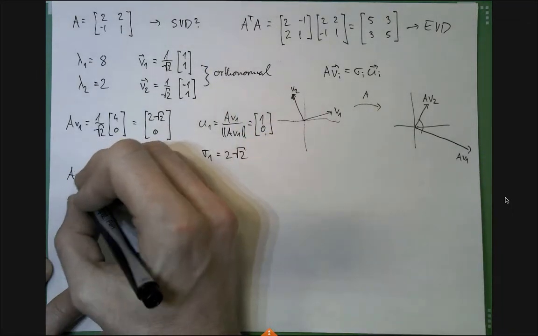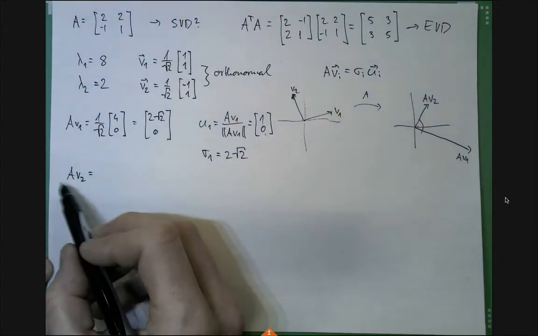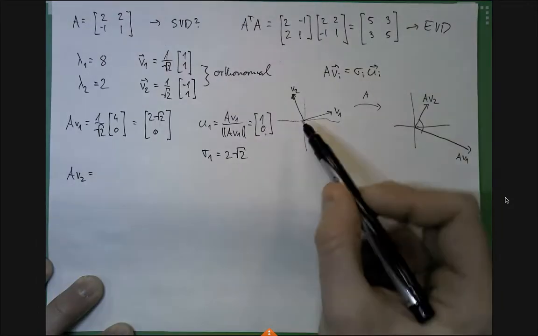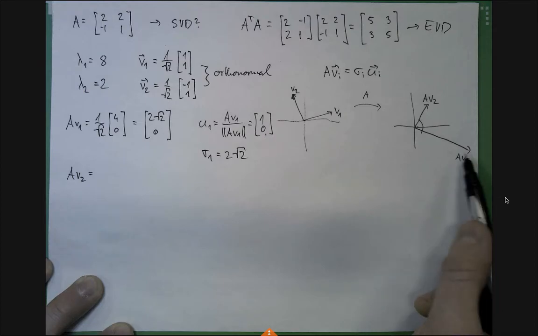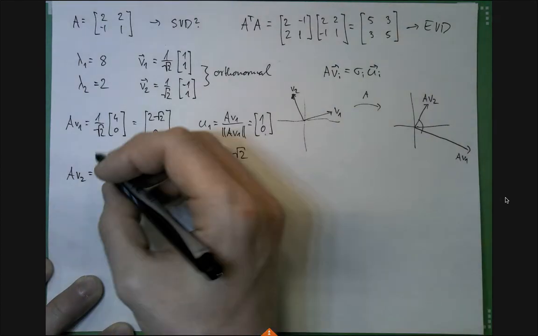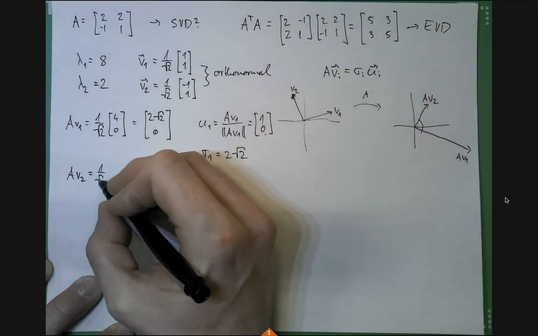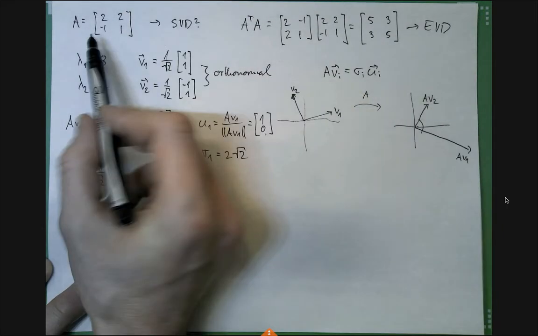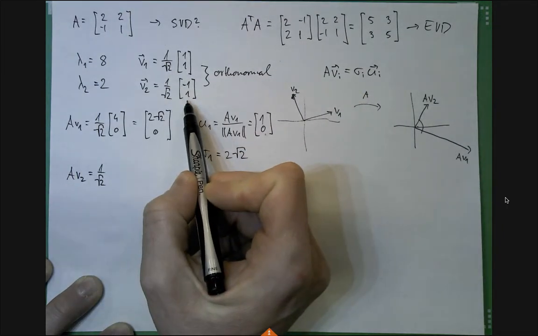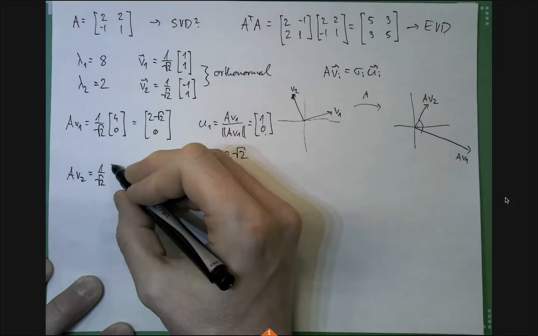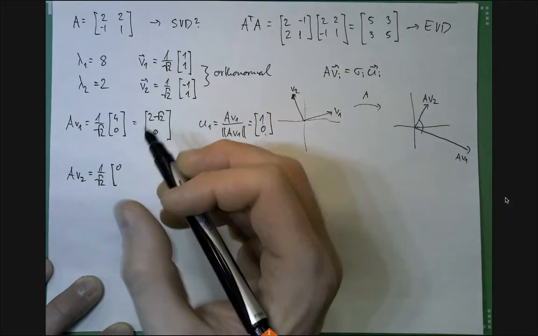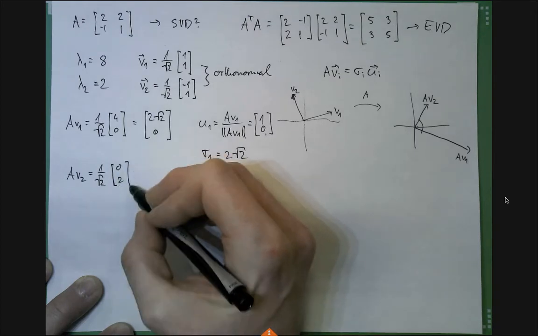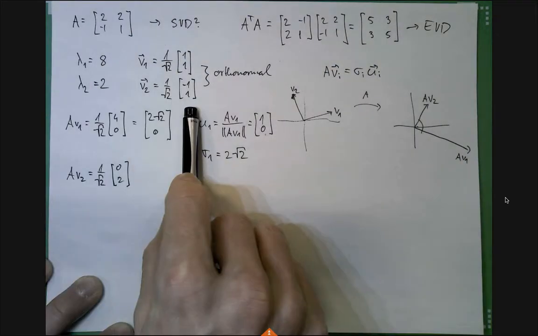Let's do the same thing with V2. If we multiply V2 with A, then again in this picture V2 gets mapped somehow by A, and that's just the scaled version of the left singular vector. So it's going to be 1 over square root of 2, and now we're multiplying A with V2. How much is that going to be? It looks like we will get 0 on the top and 2 on the bottom, right? Everybody agrees? A times V2.